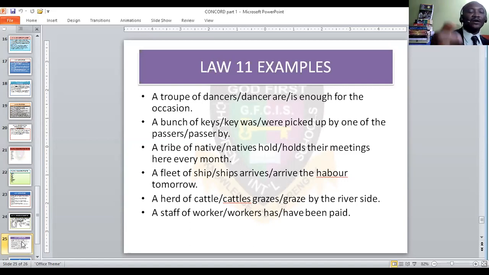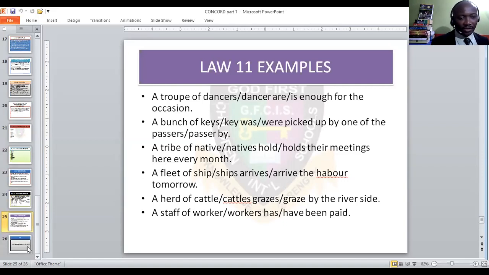In this case, we will not see sheep as a plural, like in the case of animals. But when it comes to vessels that float on the water, we have singulars and plurals. Arrive or arrives at the harbor tomorrow. Yes, a fleet of ships arrives there because we have fleet, singular. A herd of cattle, yes, herd of cattle, plenty of them, grazes, singular, by the riverside. A staff of workers or worker, yes, a staff of workers has or have been paid. When you use staff, staff is a collective, especially the staff of a particular company. You make sure you make it plural, just like other words that don't take plurals, like furniture, as we mentioned the other time. It's been a wonderful time.